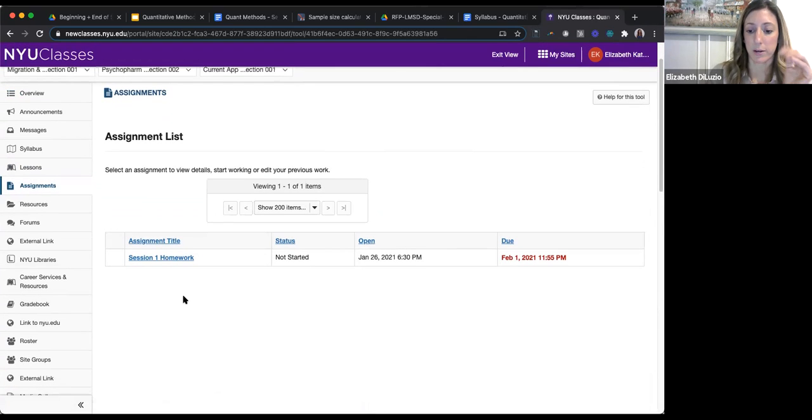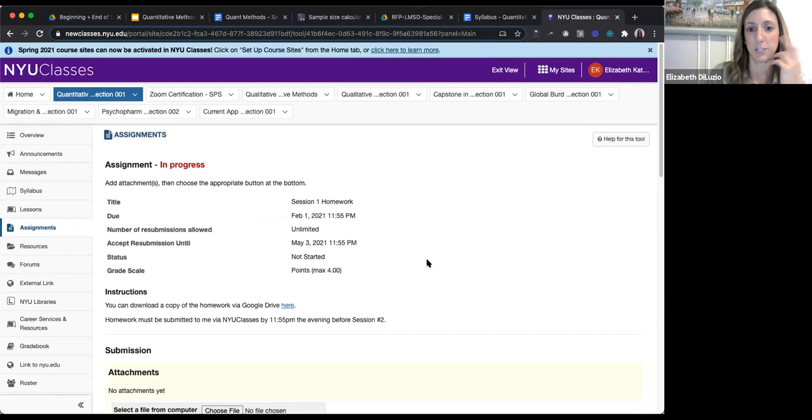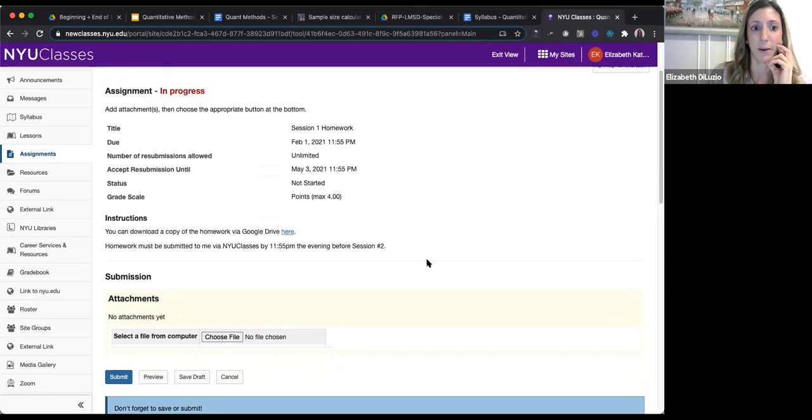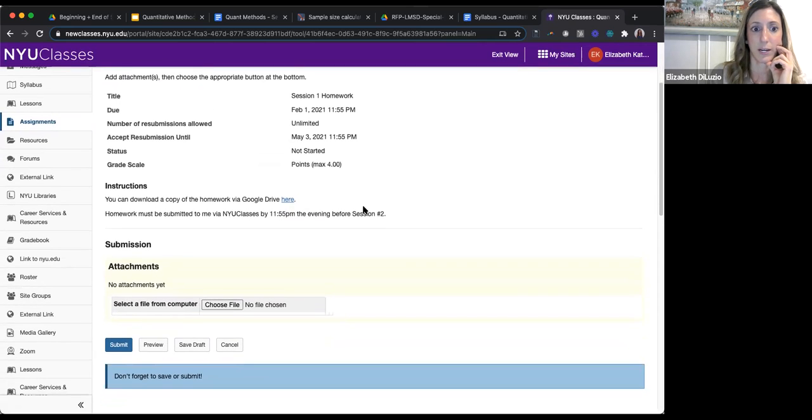So these assignments will appear when class begins. So session 1 began and the homework appeared. The other assignments won't show up until it's time. There's no real need for you to click into it before the end of class anyway. But you can see the assignment is in progress, the instructions, you can download a copy of the homework here.